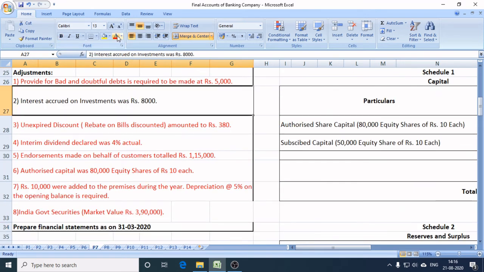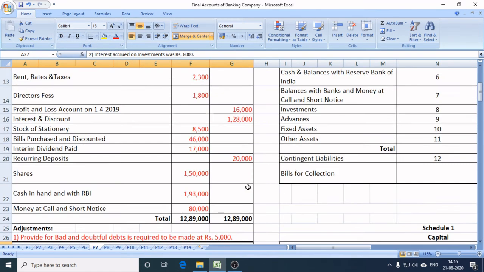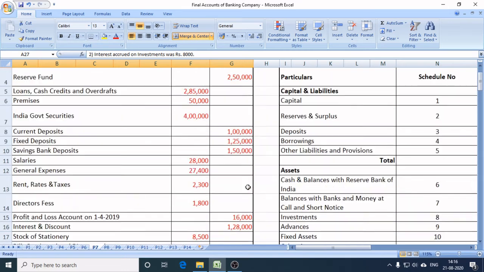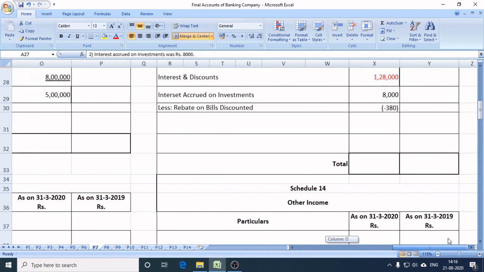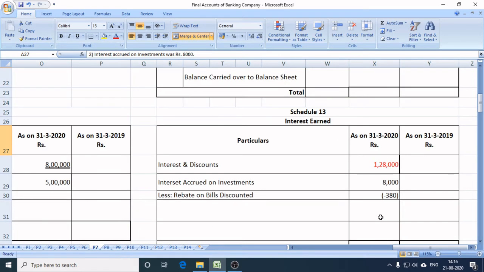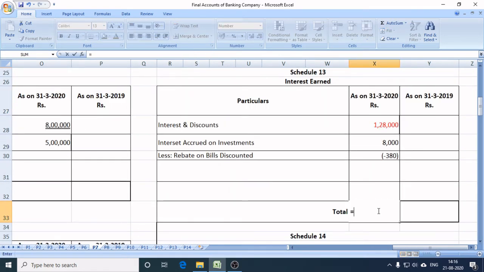we have provided the effects of all adjustments, and we have made posting of all the particulars of trial balance. So let's close first profit loss account. Let's close schedule number 13, interest earned. So 1,28,000 plus 8,000 rupees, and from this total we will deduct rupees 3,380. So the balance is 1,35,620. So this is the net interest earned, 1,35,620.